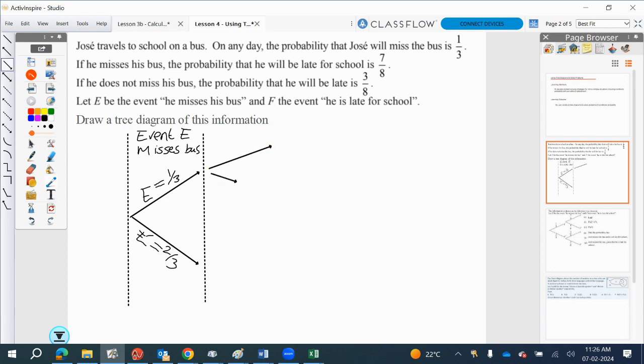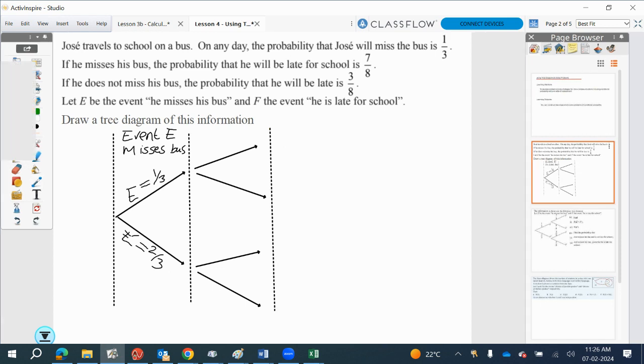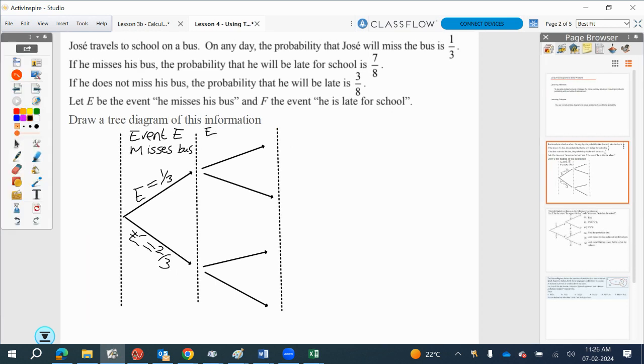So next up we have another possible event. It always branches out a bit like this. So this next one is event F. Event F is he is late for school. So let me squeeze that in here. Late for school. I'll call that late. So we have the probability of event F or not F. Here is the probability of F as well, and here is not F.